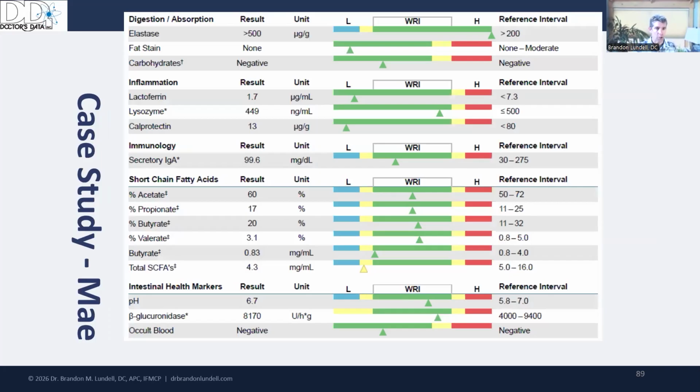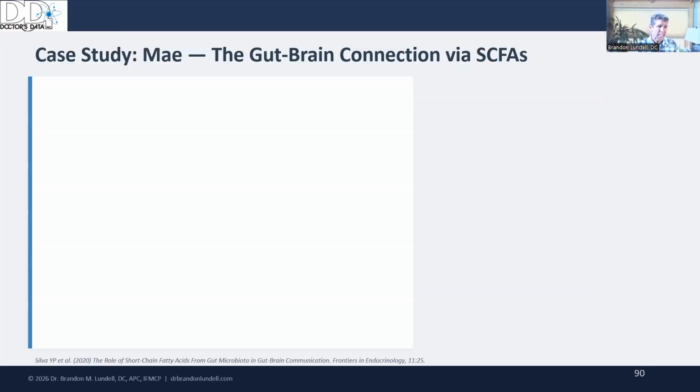This is our stool chemistries. Nothing too bad except the low short chain fatty acids. Lysozyme was a little bit elevated. My cutoff is 250 or 300, and she was 449. So yeah, some inflammation and leaky gut. Remember, lysozyme is an indicator of leaky gut. I have my own ranges, so you can email me through my website, and I can give you my own ranges. A lot of them are the same, but some of them are different. So that's what we see.